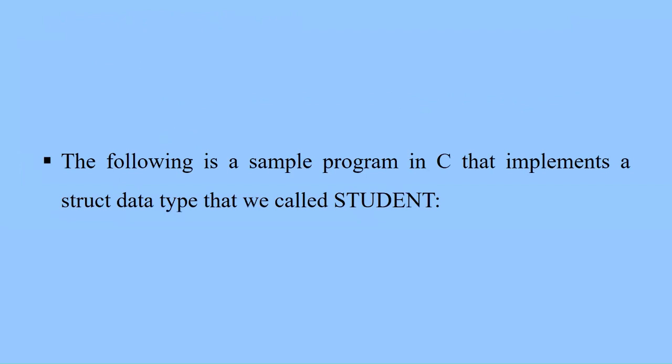So the following is a sample program in C that implements a struct data type that we have called student. So we have a preprocessor directive. Up to now, we know what it means. Then we define the record or the structure, struct.